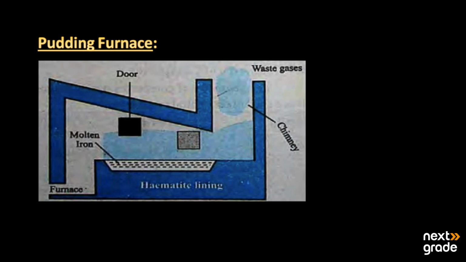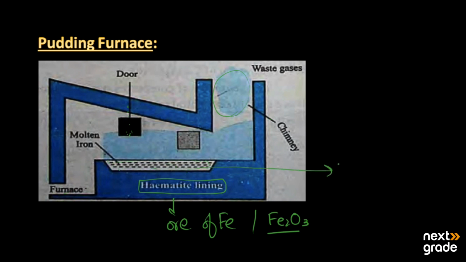So here we have the furnace, and this is the molten iron present over there. This is a simple door from which we put in all the different materials, and here it has a hematite lining. Hematite is an ore of iron, whose formula is Fe2O3. And here, this is the chimney from which all the waste gases will be evolved, and we will get the molten iron in this form, and after that, it will be cooled down.